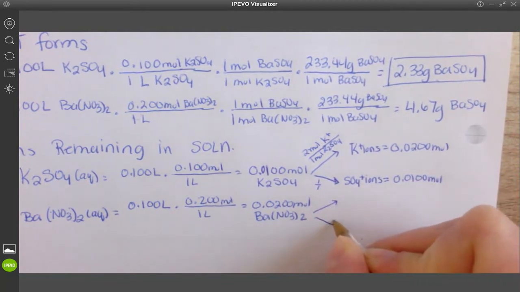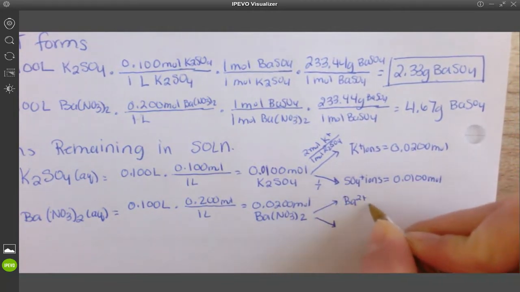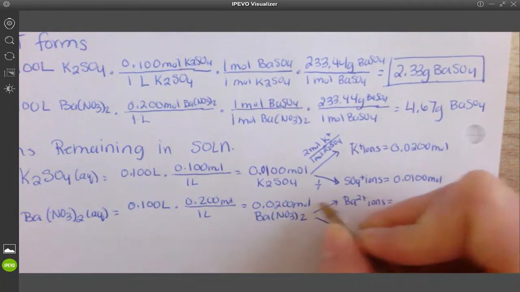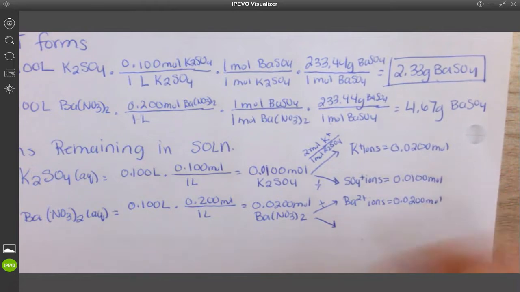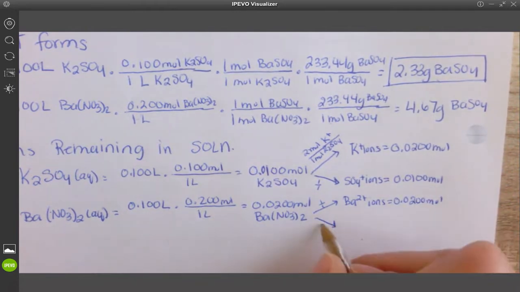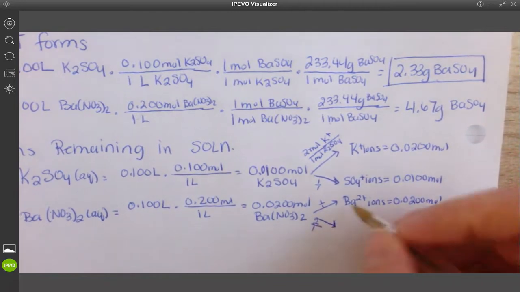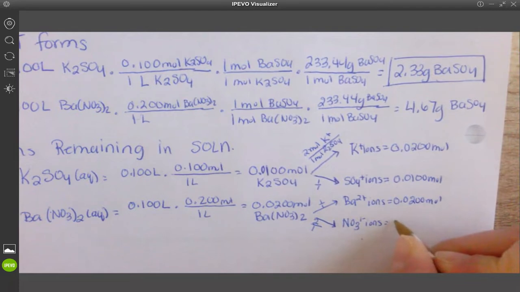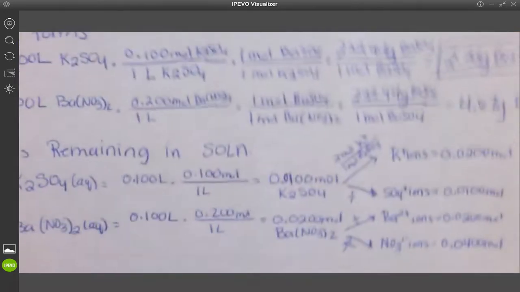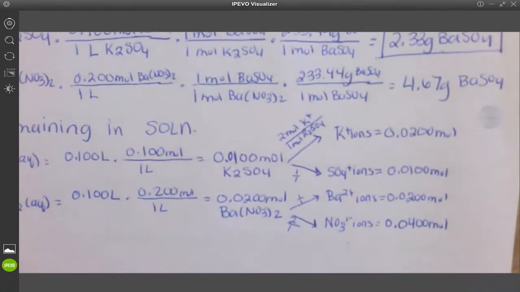If I do the same thing here with my barium ions, this is a 1-to-1, so this is going to be 0.0200 mole. And then I have to be careful here with nitrate. Okay, for every 1 mole of the barium nitrate, I get 2 moles of my nitrate ions. So for my nitrate ions, this is going to be 2 times that. So I'm going to have 0.0400 mole.